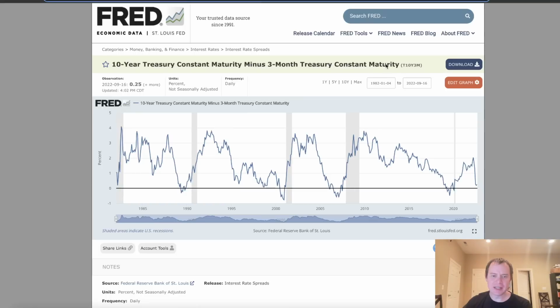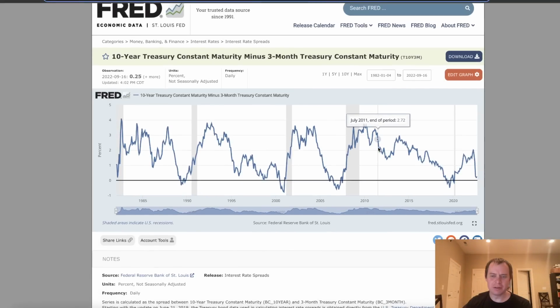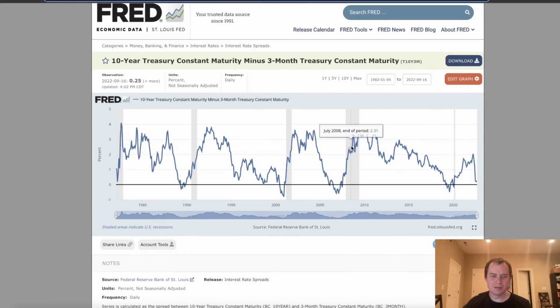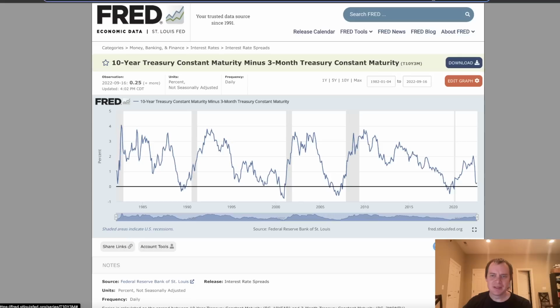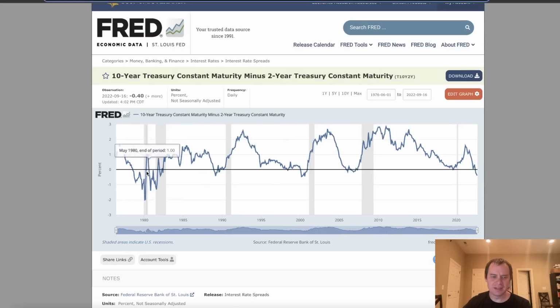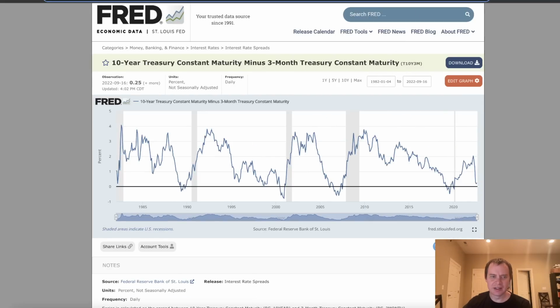If you go look at the inversion of the 10-year and the 3-month, it looks a little bit cleaner, right? The 10-year and the 2-year looks like this. It's not quite as clean, right? There's maybe a lot more false signals and whatnot. The 10-year and the 3-month looks a little bit more clean. Not perfect, right? But it looks a little cleaner. You had an inversion here where it came down. The spread ended up being what?